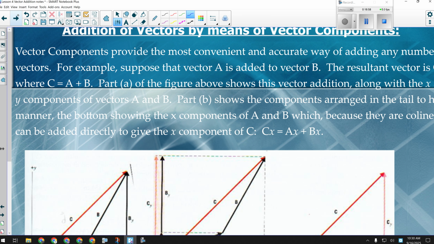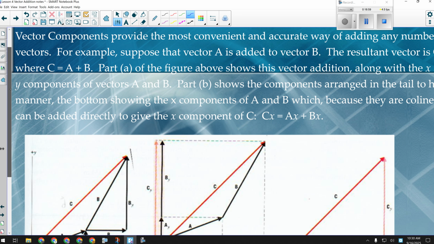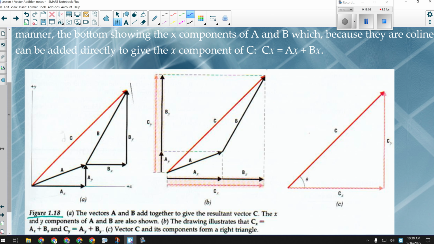Okay, so that's resolving into components. Then what we used that to do was, if I had, let's say, this vector and this vector, and I'm supposed to add them together to get c, I would need to know how far over it goes and how far up it goes. That's finding the components, ay and ax. Same with this one. If I know the angle, I can find by and bx.